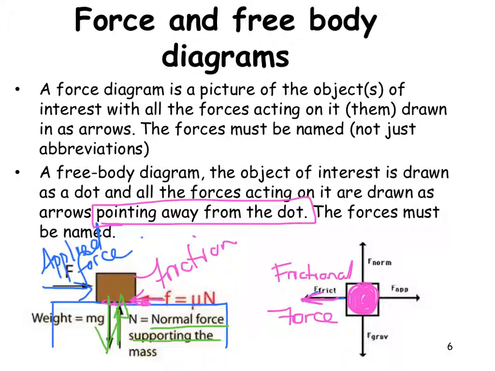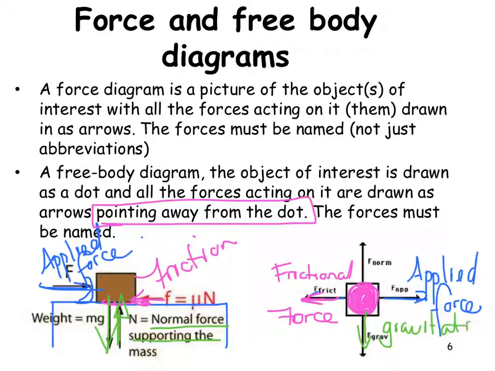And then applied force is pointing towards the right, but away from the object. Again, I label it with its full name. Gravitational force acting downwards. Full name. And finally, normal force acting upwards. Full name.